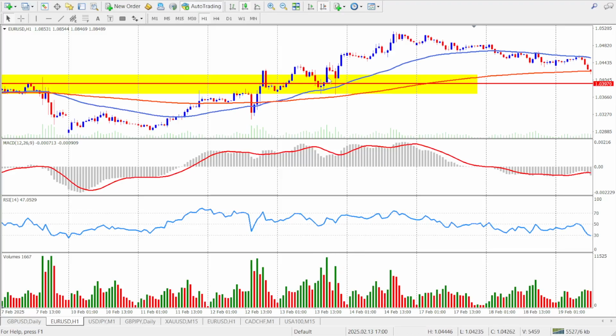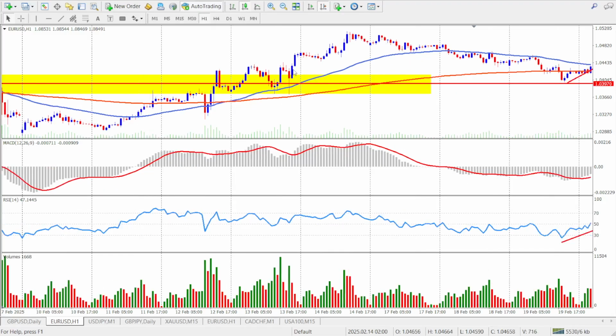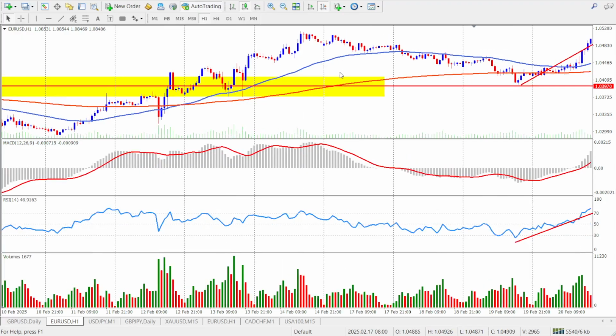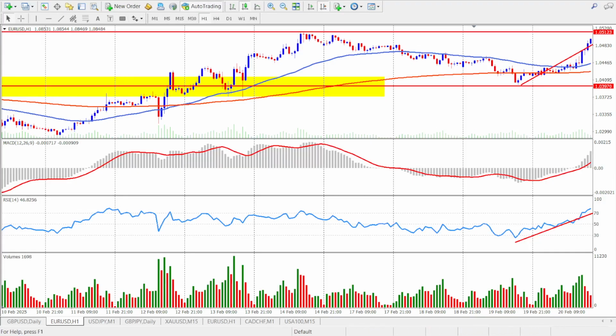So we had a valid signal here. Then you can enter after the breakout is confirmed with strong convergence. Then you can exit when the first sign of divergence appears, or when price hits the next key level. Okay. So by using convergence, you increase your chances of riding strong trends while avoiding weak breakouts.